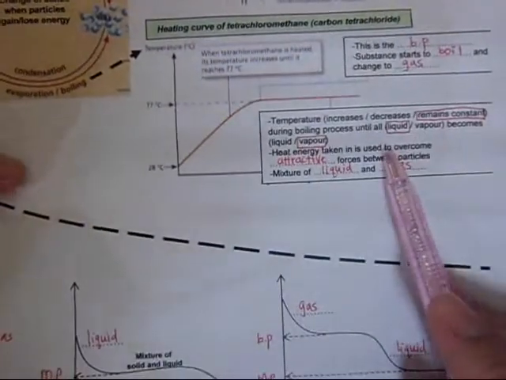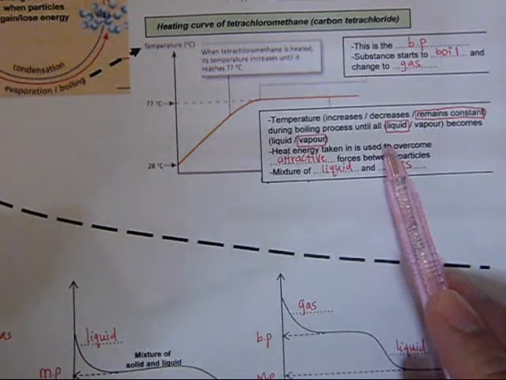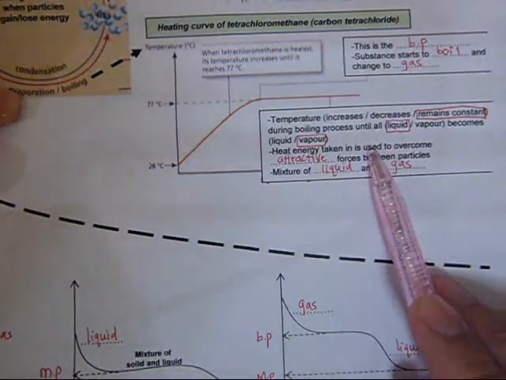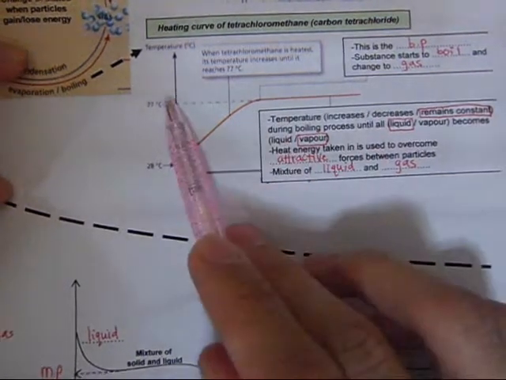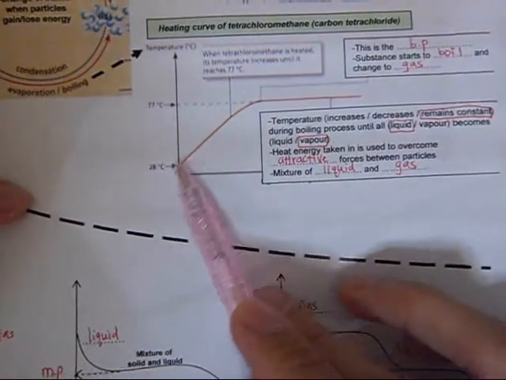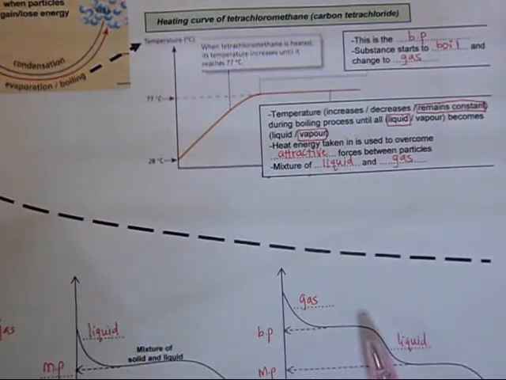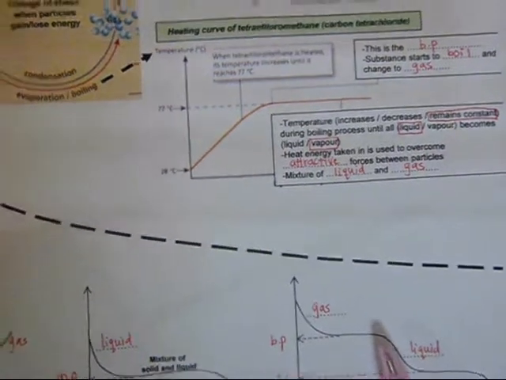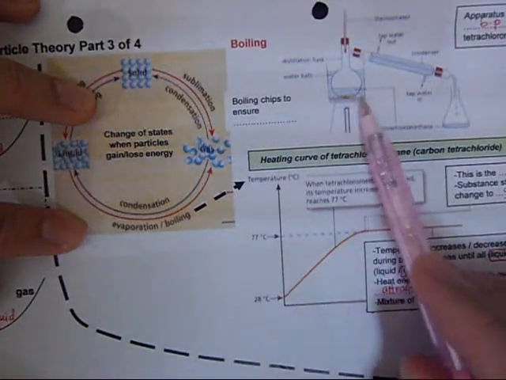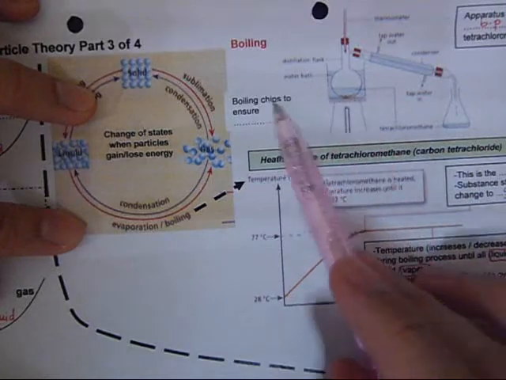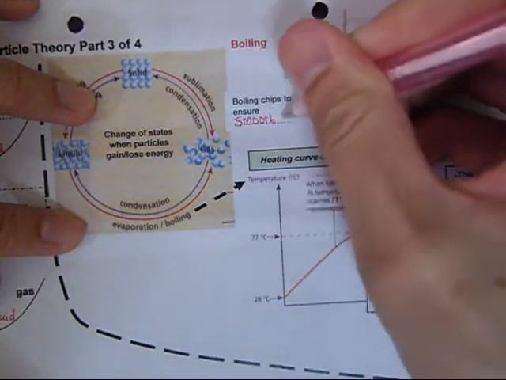And this one is quite similar to the heating curve on the second page of the mind map, except that this heating curve is heating liquid. That means this would be the boiling point. Heating liquid, so all this will be liquid, then liquid and gas, then it becomes gas. And the other thing is the boiling chips. When you heat a liquid, you have to put some boiling chips, and the purpose of the boiling chips is to ensure smooth boiling.